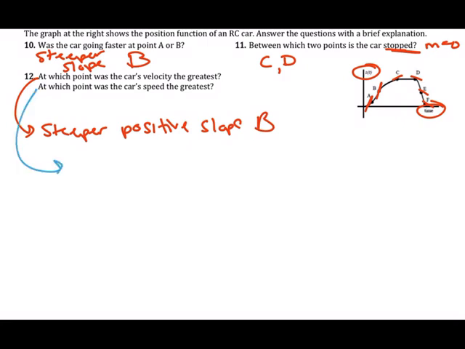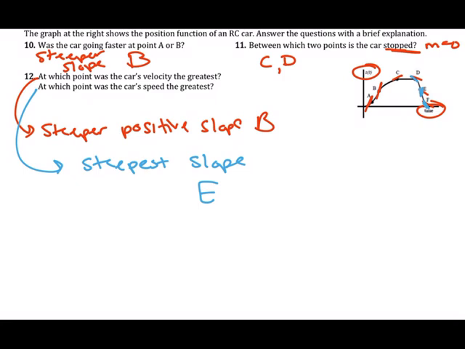Then it asks, at what point was the car's speed the greatest? And that just means the steepest slope regardless of positive or negative, since speed is always positive. So we're looking at B, and then we're going to compare that to the slope of these three. And it looks like to me that the slope is the steepest at point E.